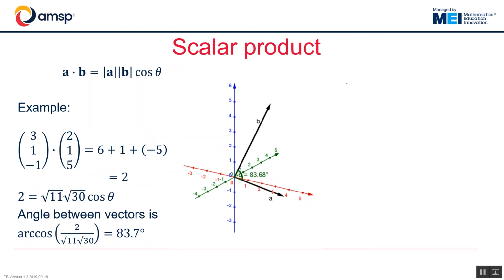So for example, if I were to find the scalar product of (5, 1, 2) and (-2, 4, 3), this would be -10 plus 4 plus 6, which is 0, and that implies that these vectors are perpendicular.